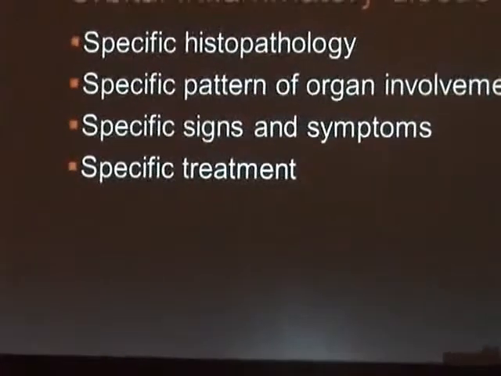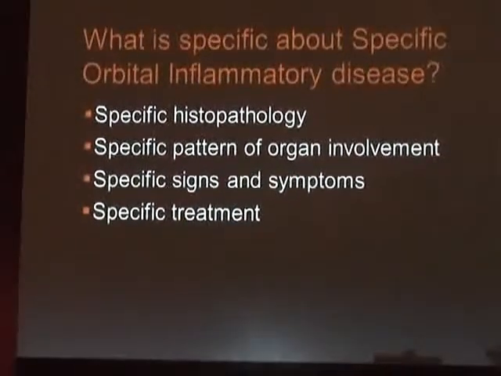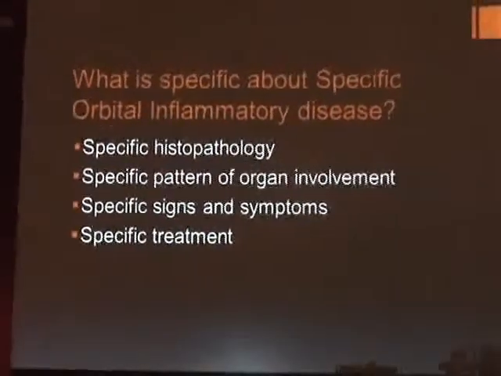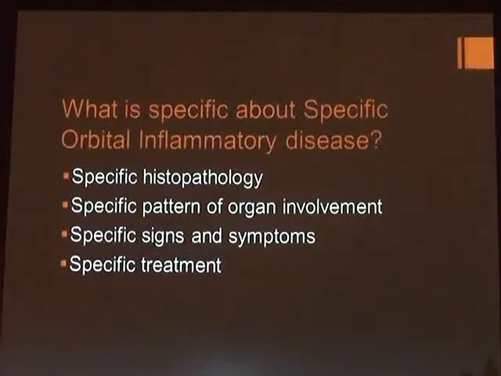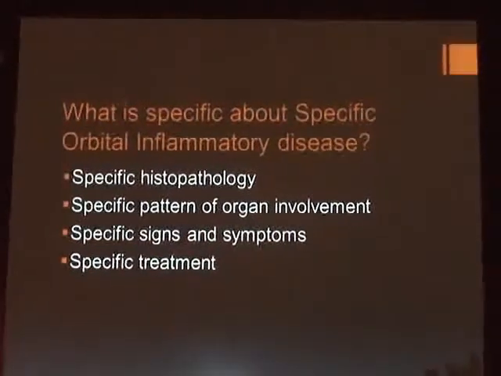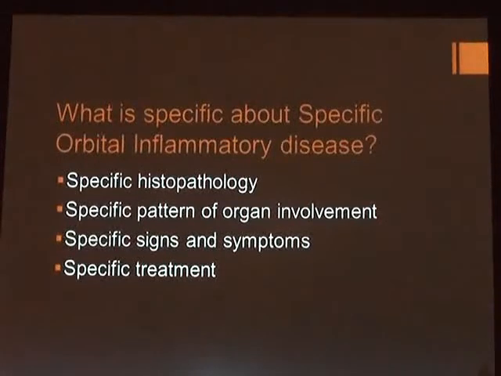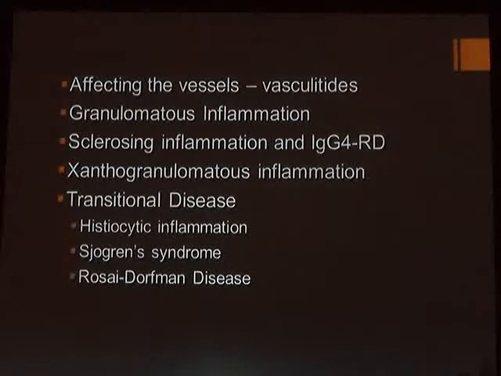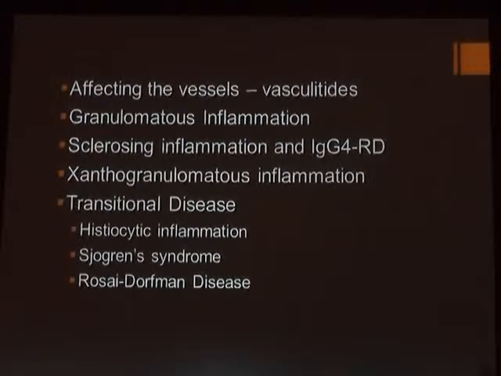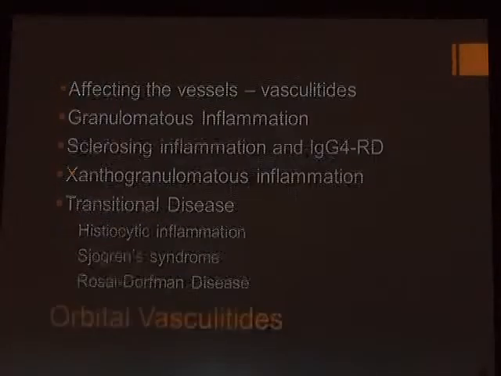So what is so specific about specific orbital inflammatory disease? Each of these has very distinct histopathology. So we keep stressing again and again that biopsy is the way to go. And we have a specific pattern of organ involvement. So therefore the patient presents in a specific way. And obviously, as you've seen from the previous speaker, the treatment has to be tailored. We are looking at disease affecting the vessels, the vasculitis, granulomatous inflammation, sclerosing inflammation and IgG4-related disease, xanthogranulomatous inflammation, and the set of diseases for the transitional diseases.